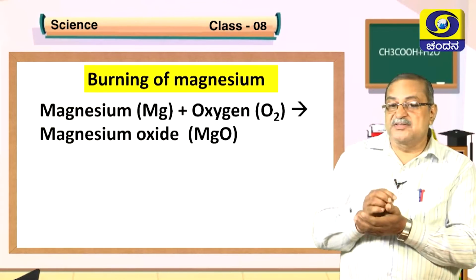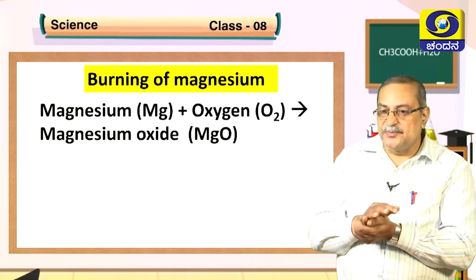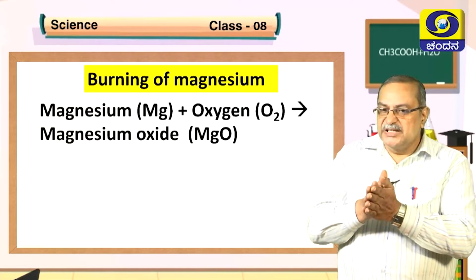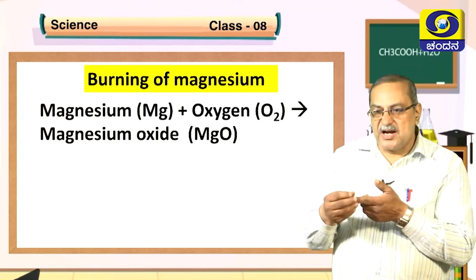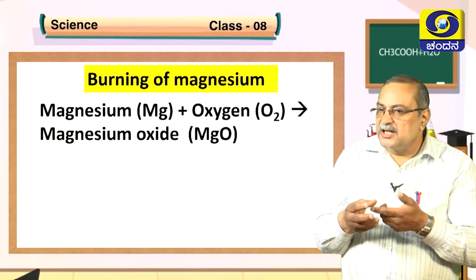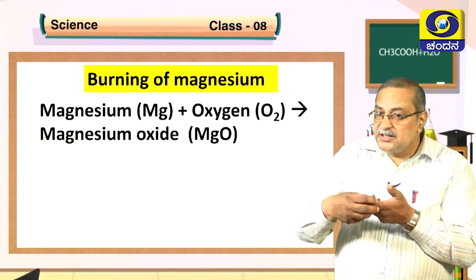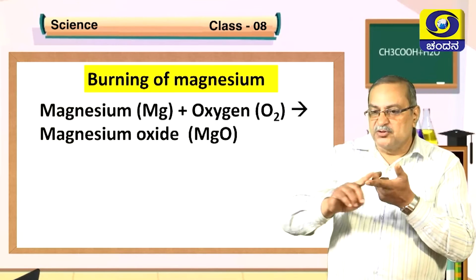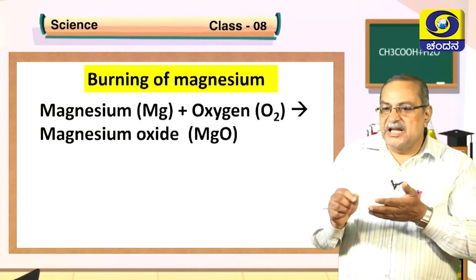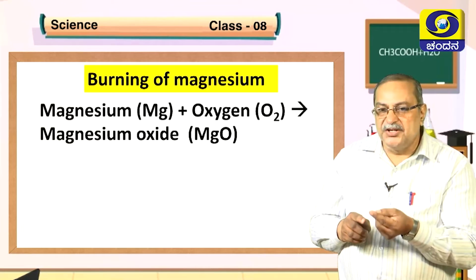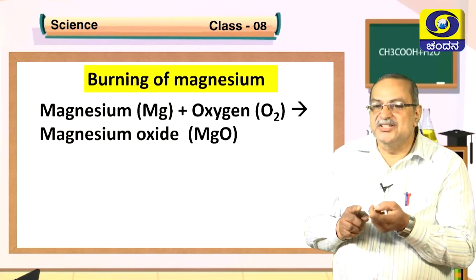Children, in the experiment you have seen, it took much time to heat up. Sometimes magnesium which is exposed to the atmosphere forms a coat of magnesium oxide. Because of that, it will not catch fire easily. That's why we have to scrape it and rub it with a knife or something. And also it has high ignition temperature.